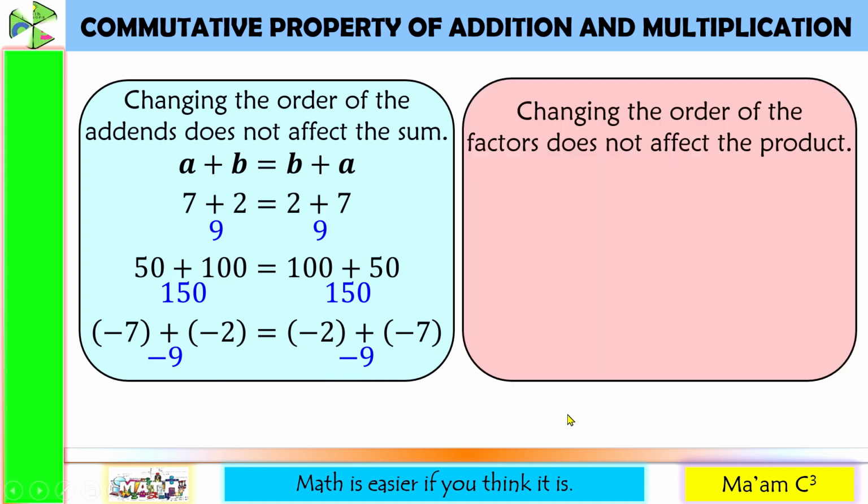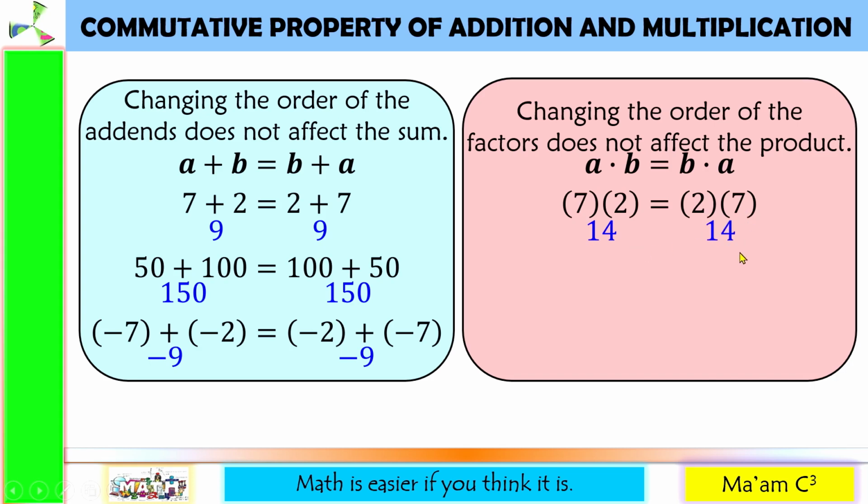Next, changing the order of the factors does not affect the product. In symbols, a times b is equal to b times a. Let's have an example. 7 times 2 is equal to 2 times 7. 7 times 2 is 14. 2 times 7 is also 14. So it means commutative property of multiplication states that changing the order of the factors does not affect the product. Another example, 5 times 100 is equal to 100 times 5. 5 times 100 is 500.